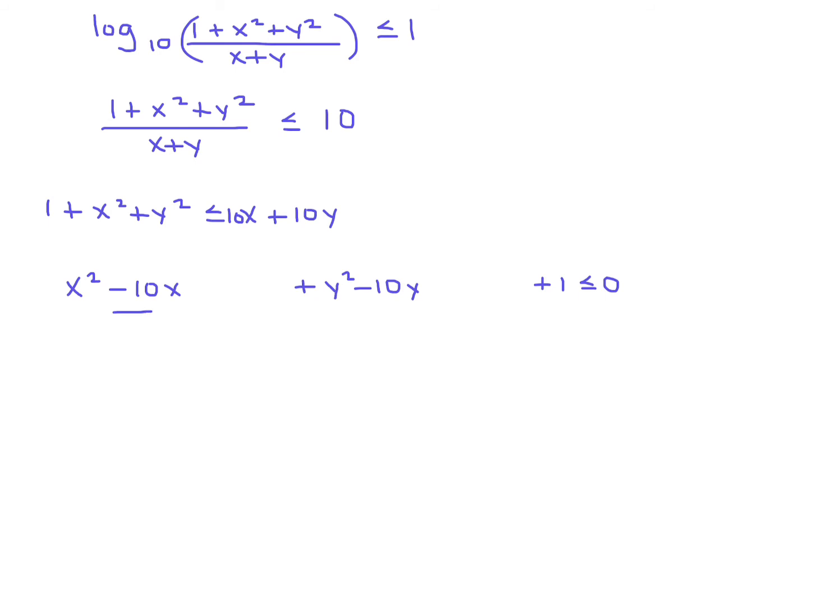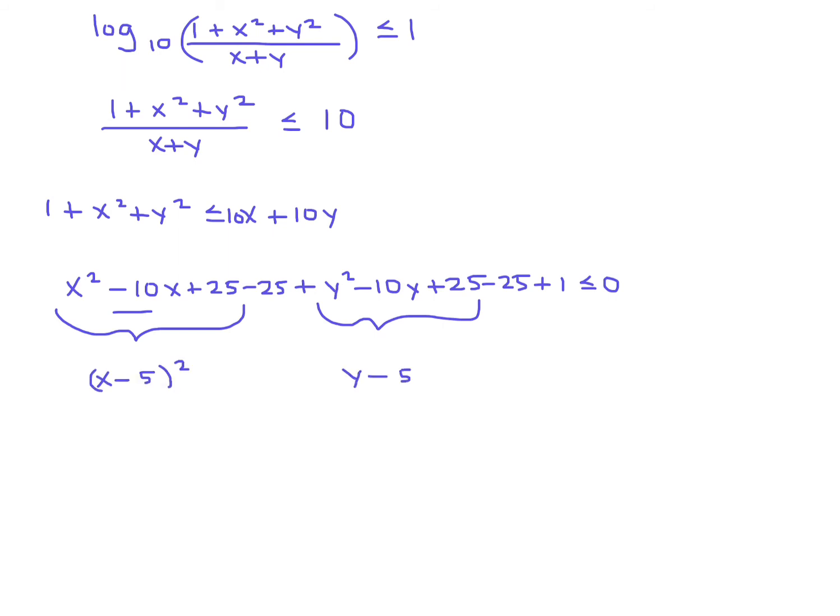You take half the coefficient in front of x and square it, but then of course I have to subtract it as well. And the very same thing for the y part of the equation. So this part and this part factor. This becomes x minus 5 squared, and this becomes y minus 5 squared. And now we've got minus 25, minus 25, and plus 1, so that's minus 49. Put that on the other side, and there you go.